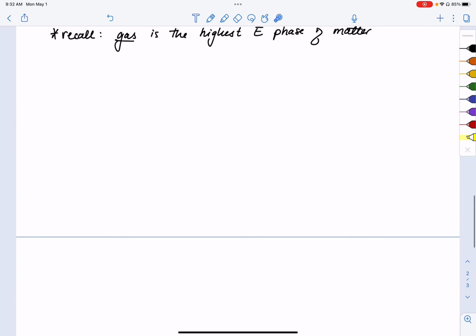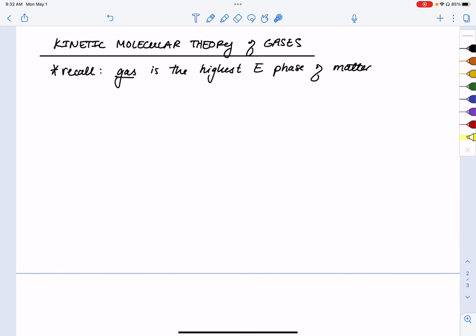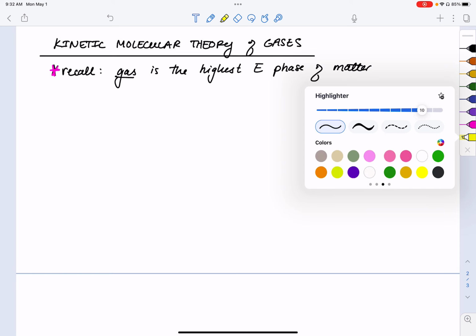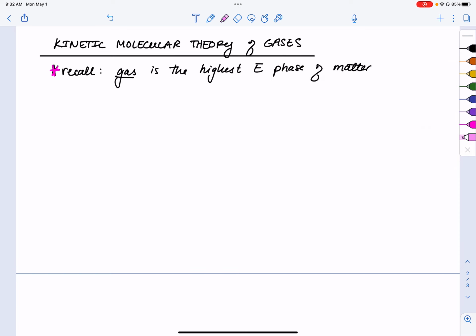So scrolling down to our notes, kinetic molecular theory of gases. This is our intro to our conversation of gases. If we're going to talk about gases, let's remind ourselves about what on earth a gas is. Recall, we've got our 3 phases of matter, well, technically 4, but in this class 3: solid, liquid, and gas. And when we've talked about the gas phase, the way it's been introduced to you is that it's the highest energy phase of matter.